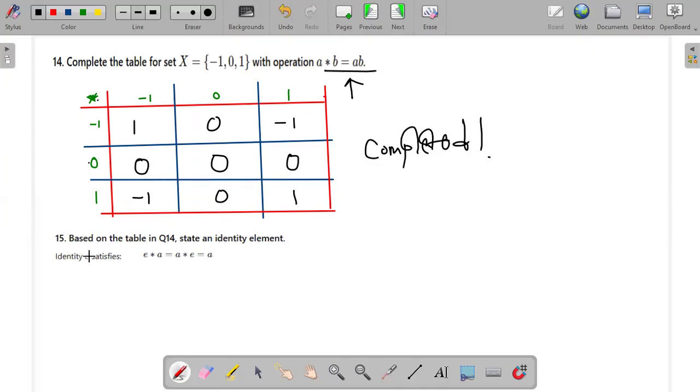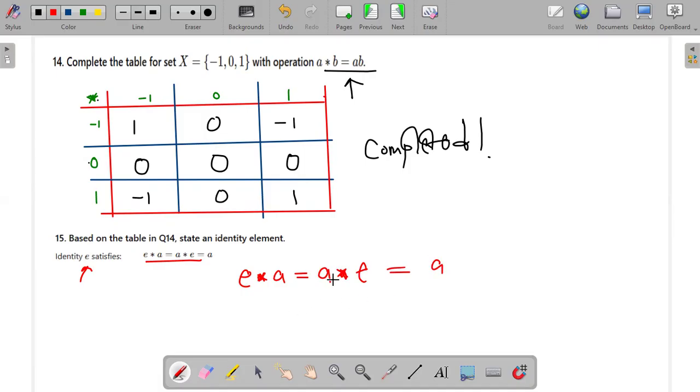Okay, what about this one? They're saying based on the table in question 14, state an identity element. So an identity element, which we call E, should satisfy this equation that I wrote here. So meaning if you get the identity element, you combine it with any element, or you get this element, you combine it with the identity element, what you should get is the element itself.